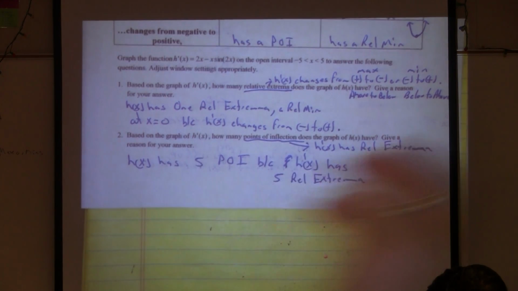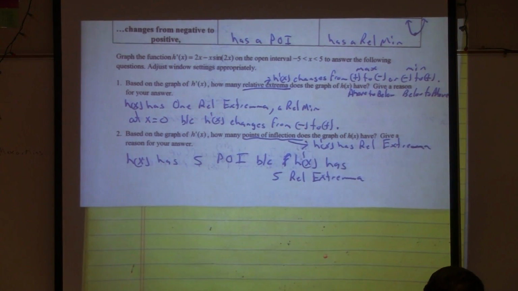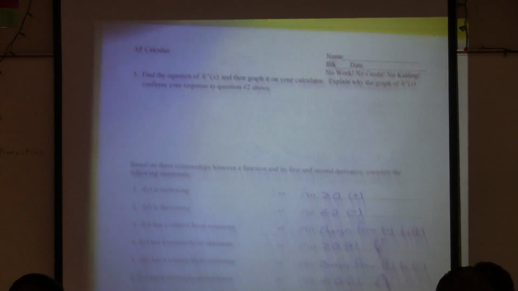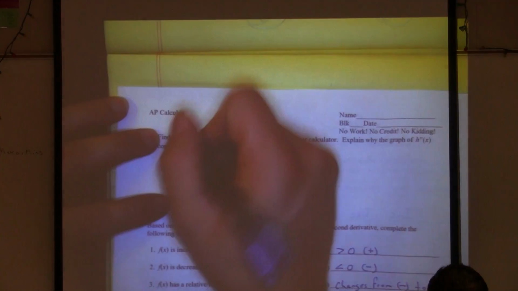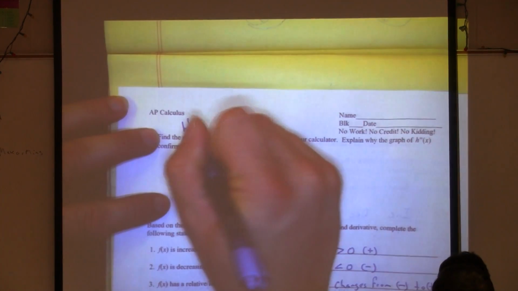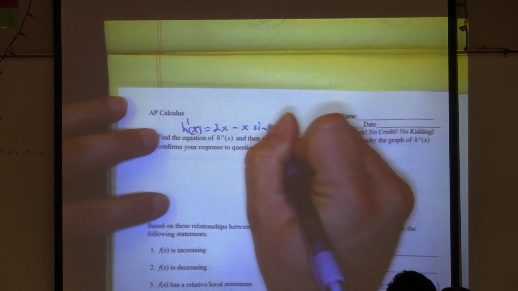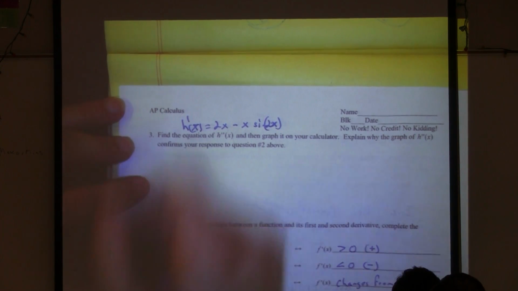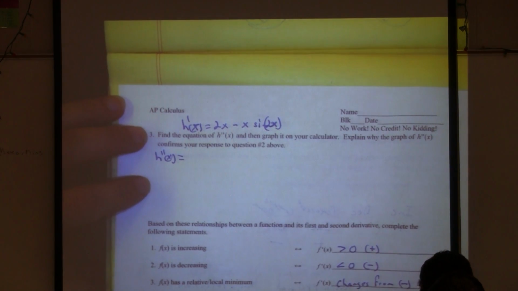Alright, so now let's prove it. Let's prove that we truly have 5 points of inflection on the original function using the second derivative. So I want you to find the equation of the second derivative. Let's see if we remember how to find the derivative. 2x minus x sine of 2x. How do I get the derivative of this? What's the derivative of 2x?